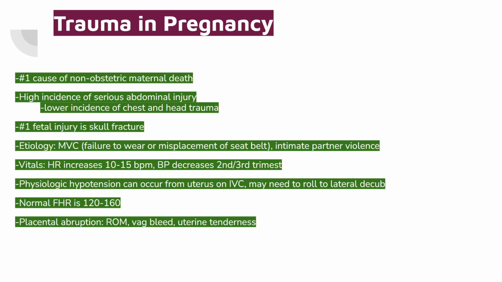Second most common would be intimate partner violence, okay? Normal vitals in pregnant women include a heart rate that goes up to 110 or 115 and a softer blood pressure. You have to know that. Physiologic hypotension can occur from the uterus sitting on the IVC, so you may have to roll them into lateral decubitus position. Normal fetal heart rate is around 140, 150.